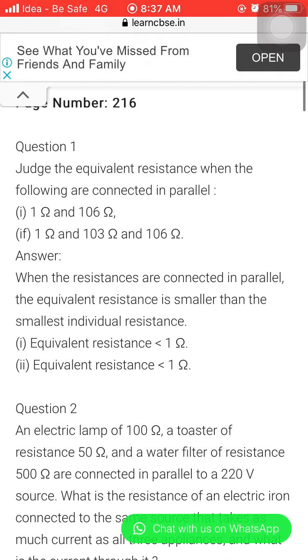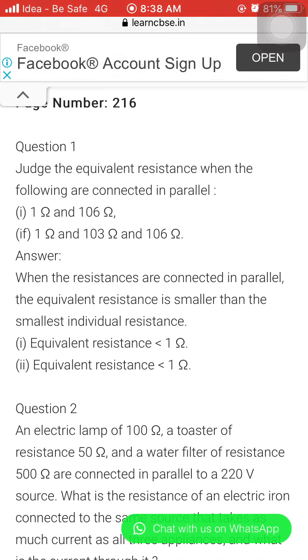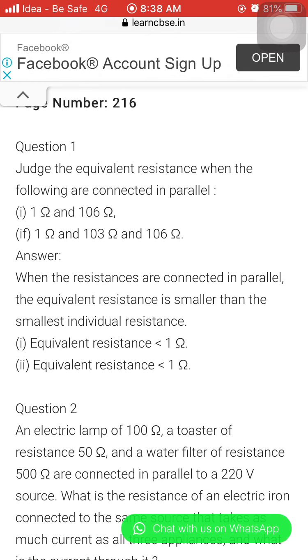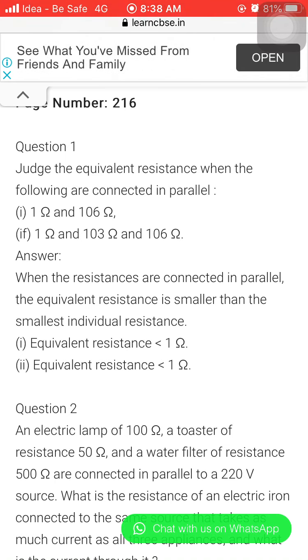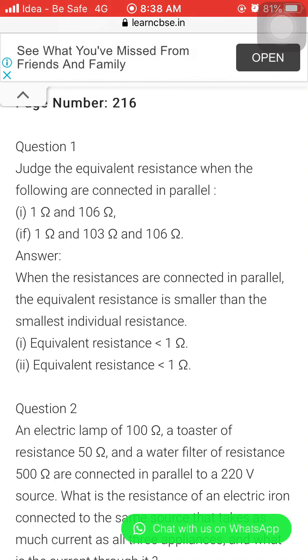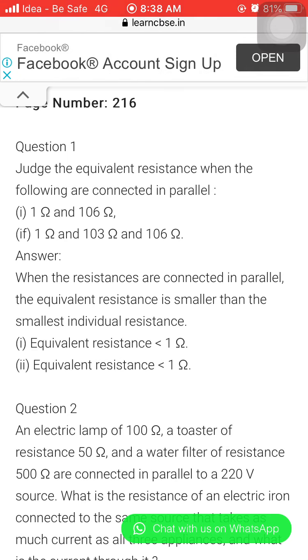Now page number 216, we have question number 1: judge the equivalent resistance when the following are connected in parallel. 1 ohm and 10 to the power 6 ohm, these two are connected in parallel, so what will be the equivalent resistance? Secondly, if 1 ohm, 10 to the power 3 ohm and 10 to the power 6 ohm are connected in parallel, what will be your resistance? What we find is that when resistances are connected in parallel, the equivalent resistance is smaller than the individual resistances. Yes, for the first one, equivalent resistance is less than 1 ohm.